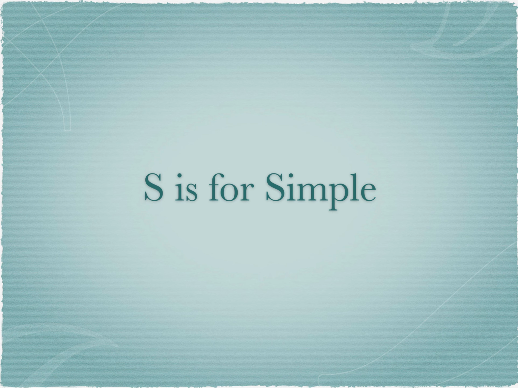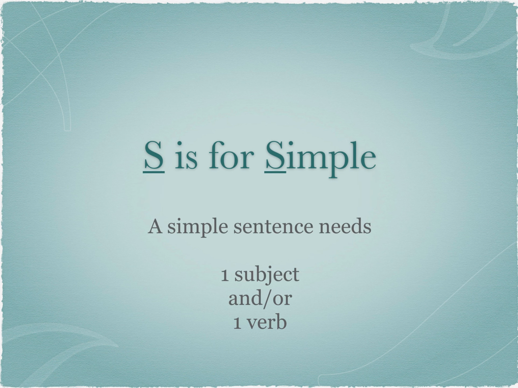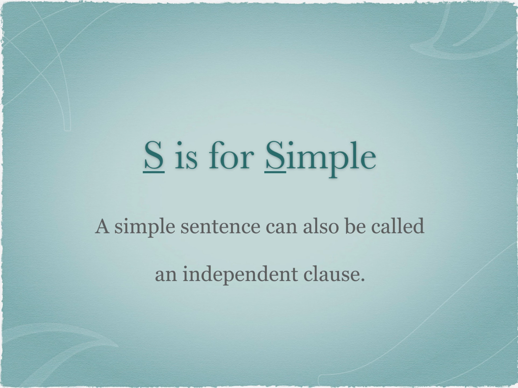So first of all, S is for simple. A simple sentence. What is a simple sentence? A simple sentence is a sentence where you have one subject and one verb. You may have a sentence where there are 2 subjects and 1 verb, or 1 subject and 2 verbs, but not 2 of both. And a simple sentence can also be called an independent clause. It means that there is a subject and a verb in the sentence and makes it a complete thought.